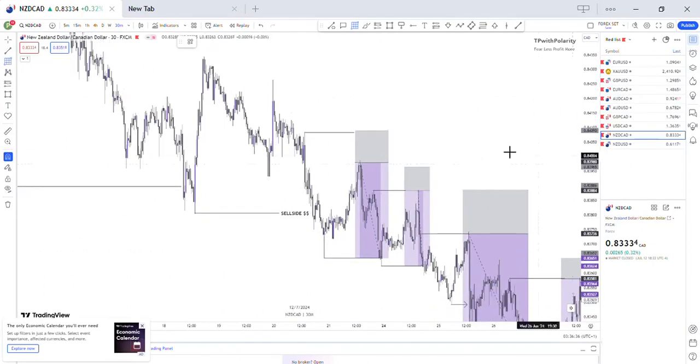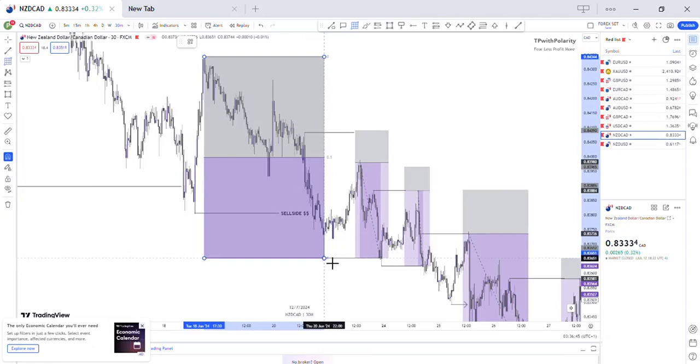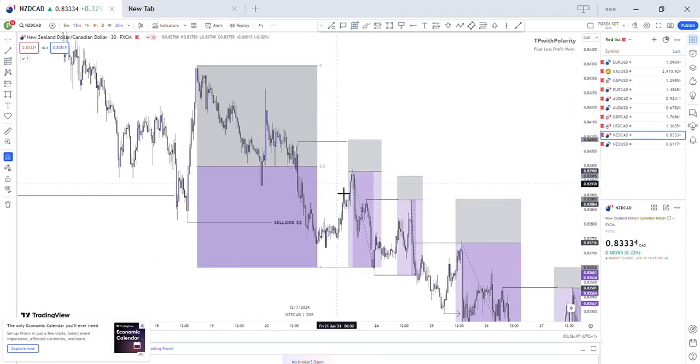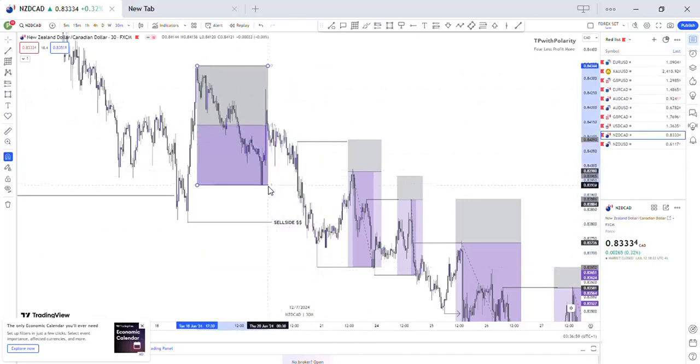So this is my premium and discount. Where I want to be taking my entries will be from this particular discount zone. Now this is a valid swing for me. This is a valid swing for me. So this is a balanced cycle.